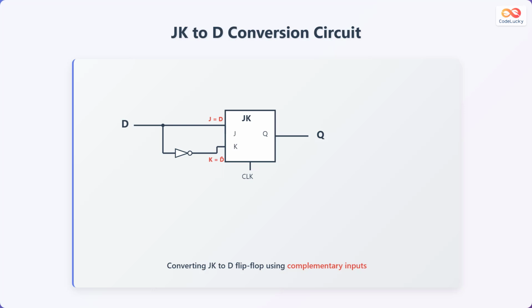Now let's explore converting a T flip-flop to a JK flip-flop. The conversion table is as follows. When T is 0, J and K are both 0. When T is 1, J and K are both 1. Therefore, the formulas are J equals T and K equals T.